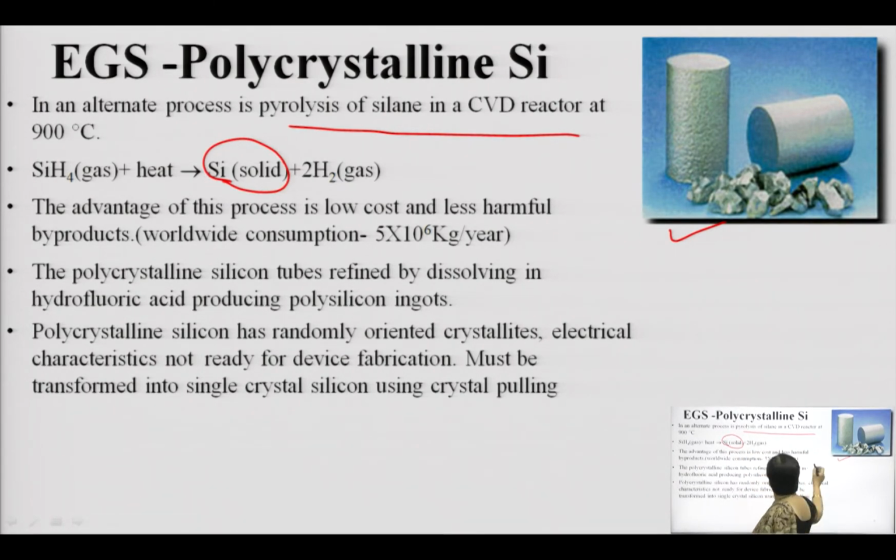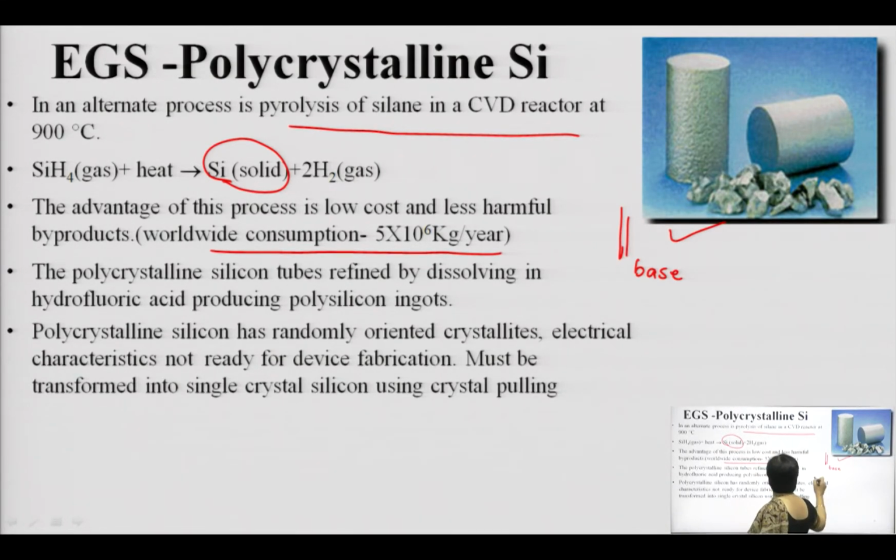Now, this polycrystalline silicon is basically the base material which is used for preparing single crystal silicon. The advantage of this pyrolysis process is that the byproducts can be easily disposed of, and it is cost effective because it is less expensive, since the overall worldwide consumption of silicon is so large. So, we prefer an economical process, and therefore pyrolysis is preferred.